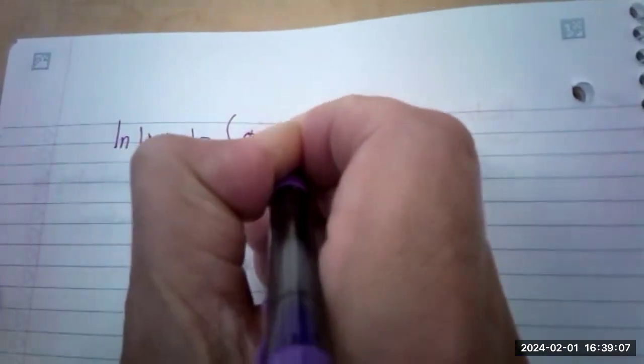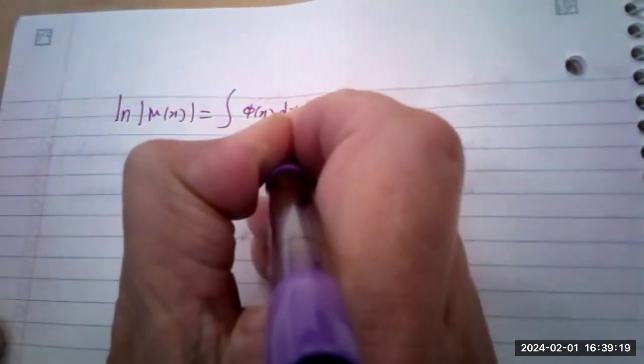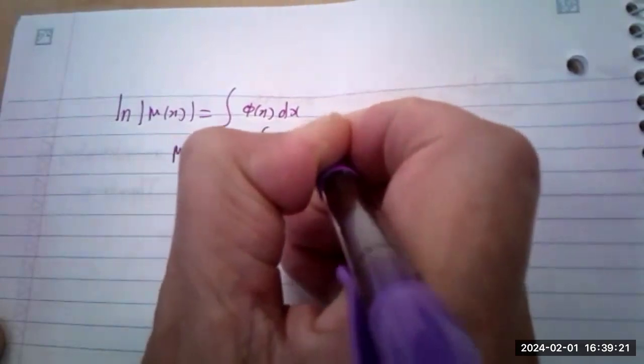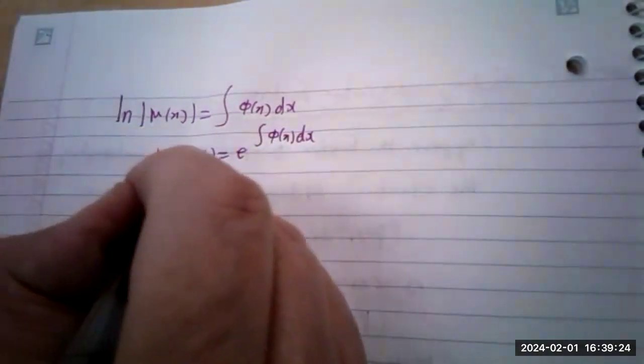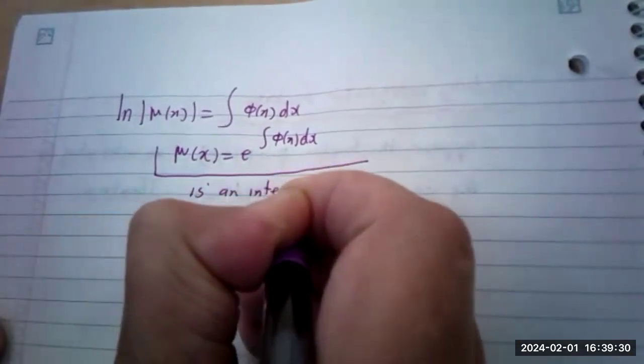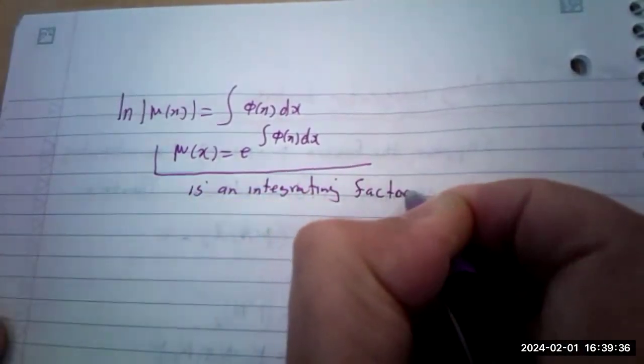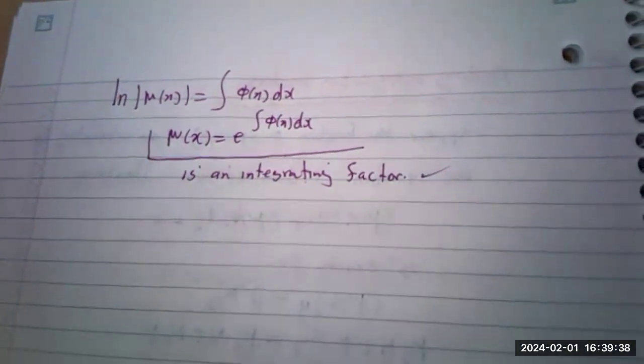The term to the left would be ln of mu, or if you like, the absolute value of mu, plus k. And this would be just the integral of phi of x dx. And if you want to find the mu, write it down in exponential form, which gives you something familiar. Mu of x is going to be e to the integral of phi of x dx. You see, this is going to be your integrating factor. Nice formula. Look at this one.